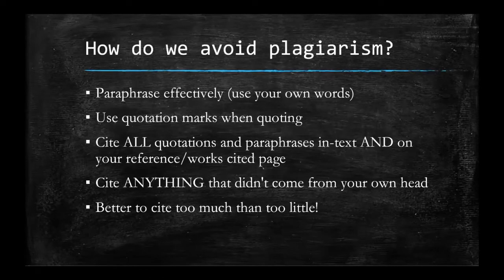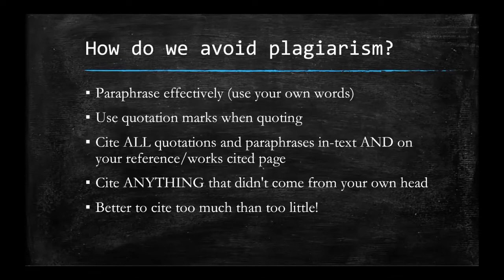So how do we avoid plagiarism? Besides just doing citations, here are a few tips. First of all, when you're using somebody else's work in your paper, when you're citing a source, you can either paraphrase their words, meaning that you take the information from the source that you're using and put it into your own words, or you can use quotes from the original source that you're using.